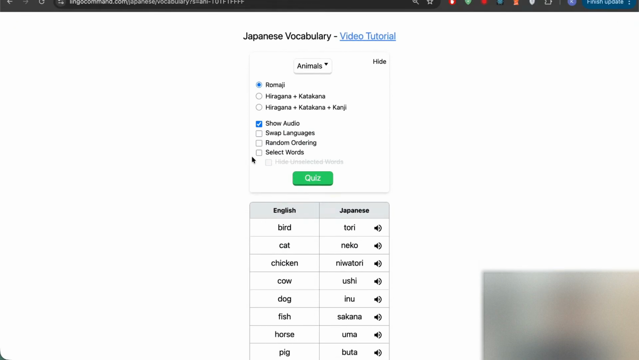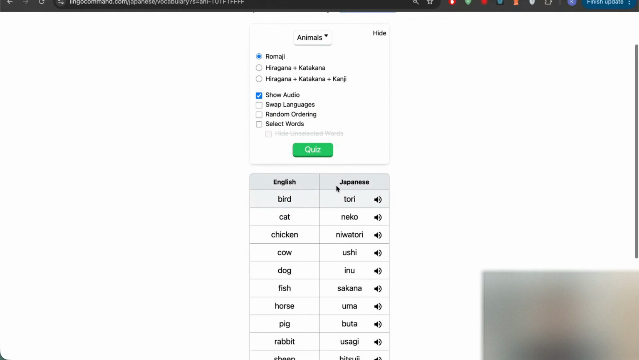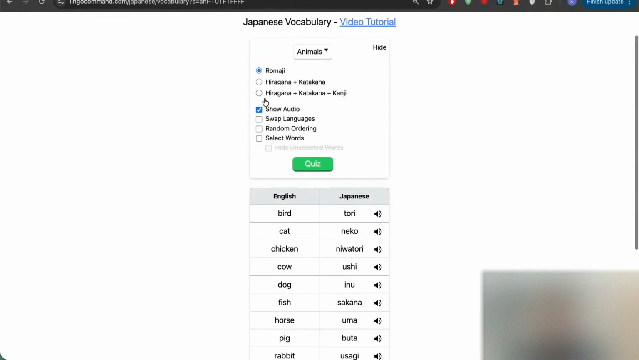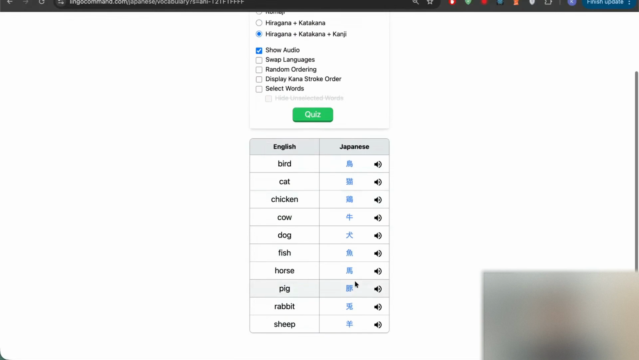But yeah, so we're here on the animals section and we've got this table with English on the left and Japanese on the right. Now, as you can see, the Japanese is in Romaji. And we can press this button here to see the pronunciation. 鳥、猫、鶏。 And what I'll be doing is I'm going to select hiragana, katakana, and kanji. So now the Japanese has kanji as well.